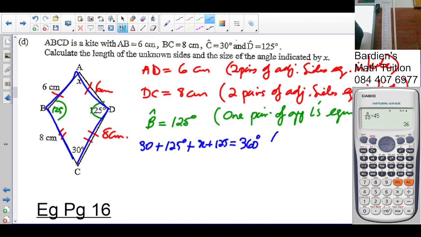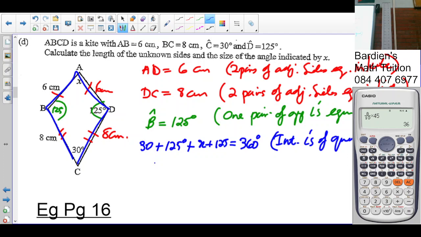Why? It's the sum of the interior angles of a quad, or you can say a kite, it doesn't matter. But any quadrilateral, a four-sided figure, all those angles always add up to 360. Can you see that, people? The interior angles of a quad always add up to 360.